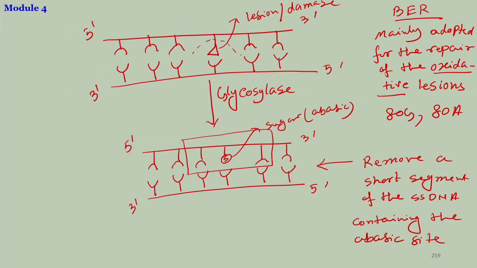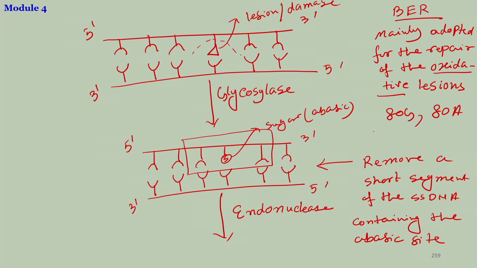Okay. This enzyme I can write here. This enzyme, which actually clips the DNA section out, is known as endonuclease. There are different types of endonucleases. So, one kind of endonuclease would be used to remove the section of the single stranded DNA that contains the abasic site.